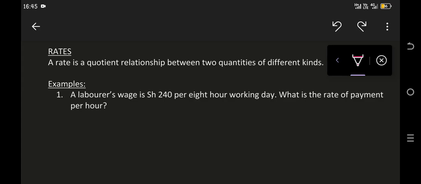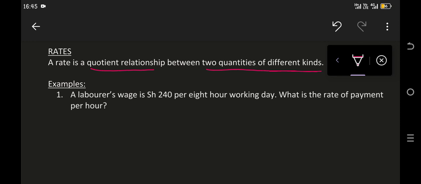Now, let us look at the meaning of rates. What is a rate? A rate is a quotient relationship between two quantities of different kinds.